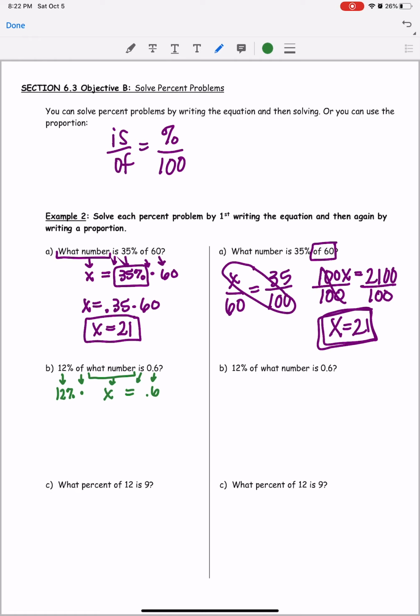So same thing, I need to change this percent to a decimal. So we're either doing 12 divided by 100, or you're simply just moving that decimal 2 places to the left. We're going to get 0.12. So I've got 0.12x equals 0.6. So now to get x by itself, divide both sides by 0.12. So 0.6 divided by 0.12 gives me 5.